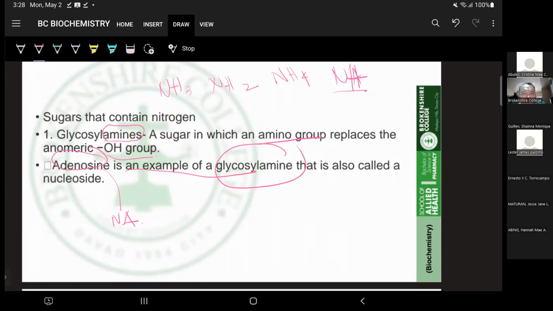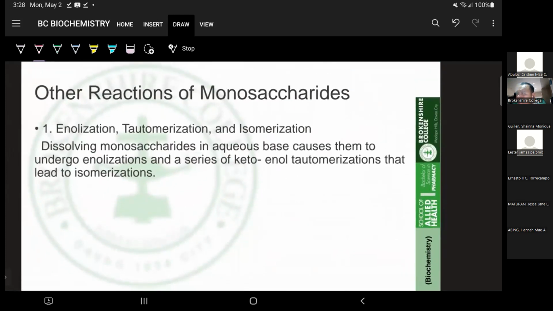Due to reactions. Some other reactions under your monosaccharides are enolization, tautomerization, and isomerization, wherein dissolving monosaccharides in aqueous base causes them to undergo enolization and a series of keto-enol tautomerization that leads to isomerizations. So with that, due to a series of reactions, nagkakaroon ng tinatawag nating mirror images. Or that is your isomerization.